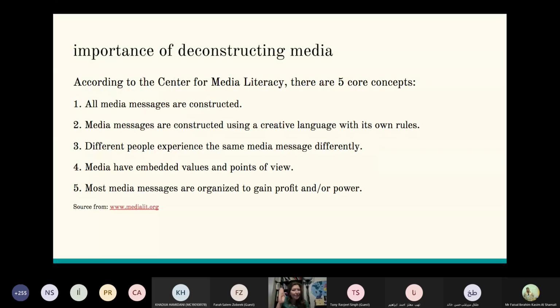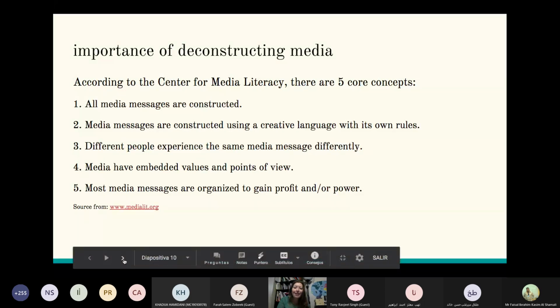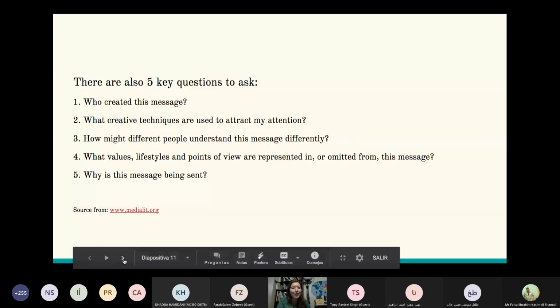People can see the same message and they can look at it and they can think that it means something completely different from another person or from another group, for example. They have embedded values and points of view, and most media messages are organized to gain profit and or power. And so understanding these key concepts, you can start looking at and exploring different types of media yourself.